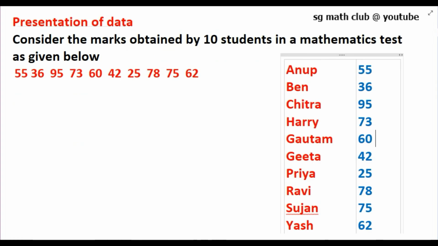As soon as the work related to collection of data is over, we need to find different ways to present the data in a form which is meaningful, easily understood, and gives its main features at a glance. So there are different ways of presenting the data. Consider this example. The marks obtained by 10 students in a mathematics test are given below: 56, 36, 95, 73, 60, 42, 25, 78, 75 and 62. It is given roll number wise, in alphabetical order. Anup has scored 55 marks, Ben has scored 36 marks, Chitra has scored 95 marks, etc.